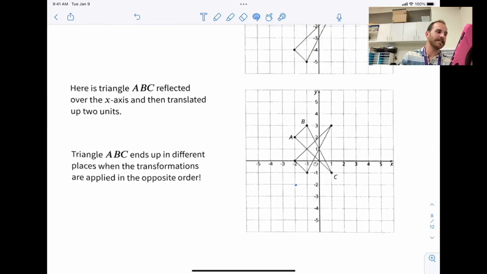Here is triangle ABC reflected over the x-axis and then translated up 2 units, okay? So this is a different transformation right now, okay? We have reflected it over the x-axis, so this point went here because it was 1 and then another one. This point went 3 down and then 3 more, and this point went 2 down and then 2 more. Okay. Fantastic. So we do that. That's our reflection. And then where did it go? The triangle. And then it was translated up 2 units.